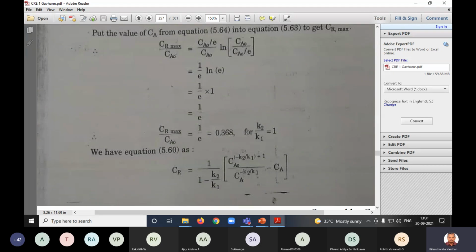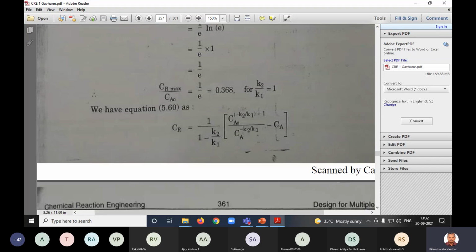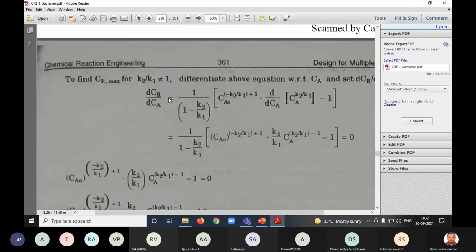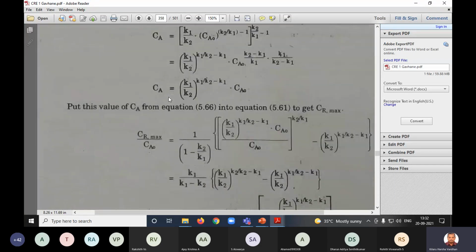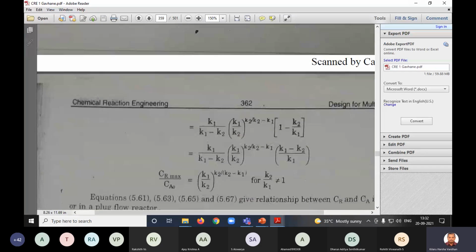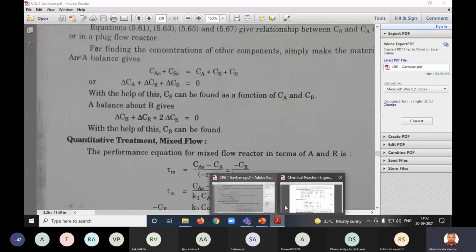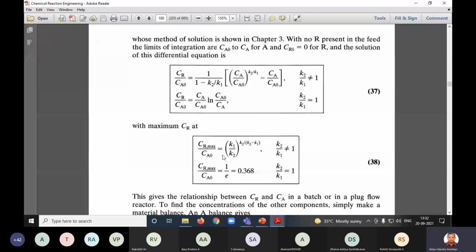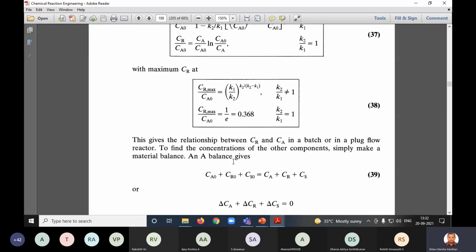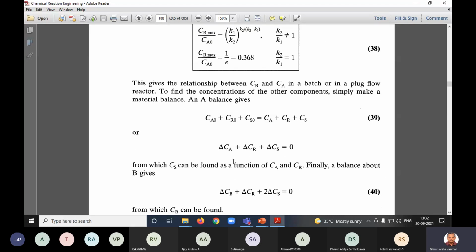And then if you substitute this CR maximum there, you get the time maximum. That is again a big derivation, and it's not that easy. You can see here, this is the CR max by CA naught, k1. That is what I just gave you. This is with k2 by k1 not equal to 1. If k2 by k1 is equal to 1, it becomes 1 by e, right? So with that, we'll stop here.